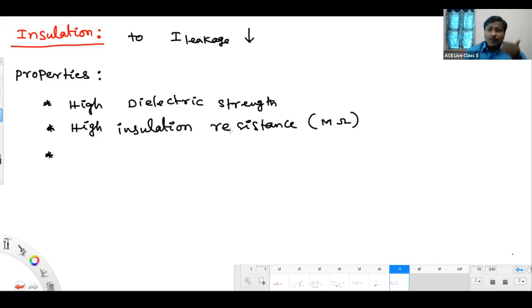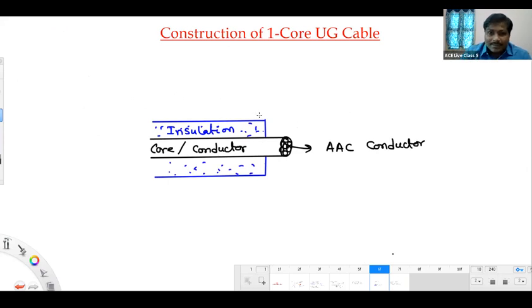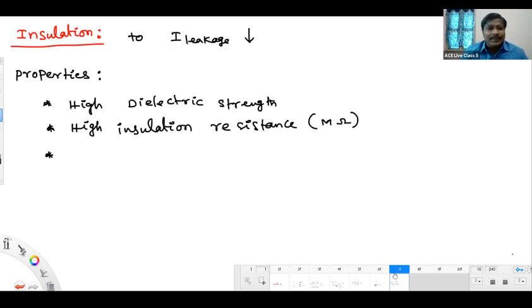Okay, next. Some other properties I am going to call for this insulation. See, this material, listen please. This insulation, we are keeping on the surface of the conductor, so it will be in touch with the conductor. Because of the high heat produced by the conductor, insulation should not melt down. This means the insulation should have high thermal stability.